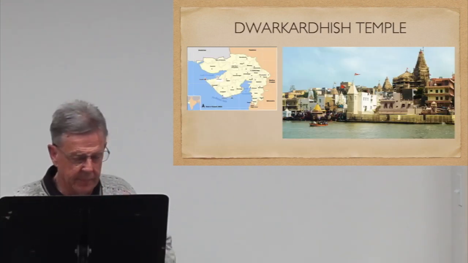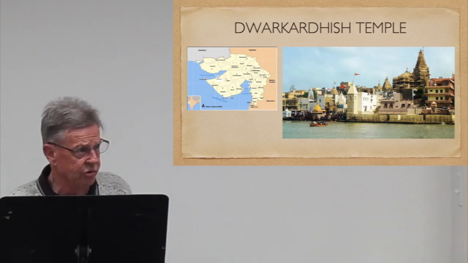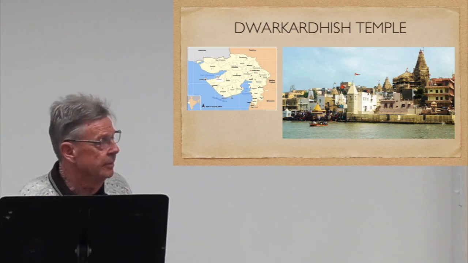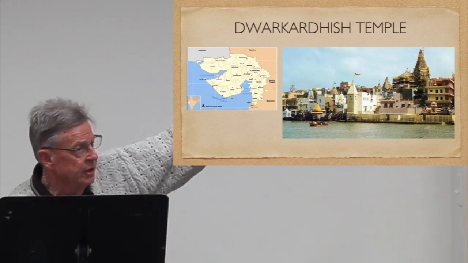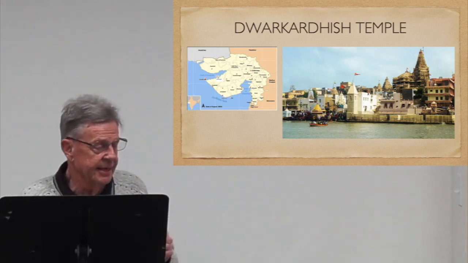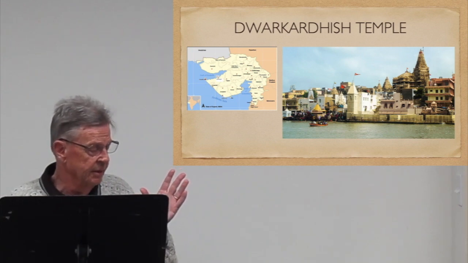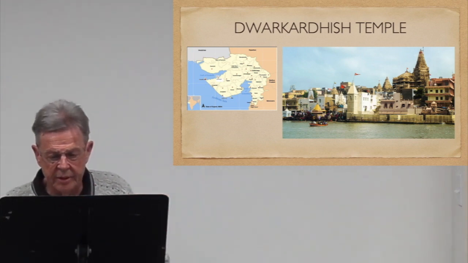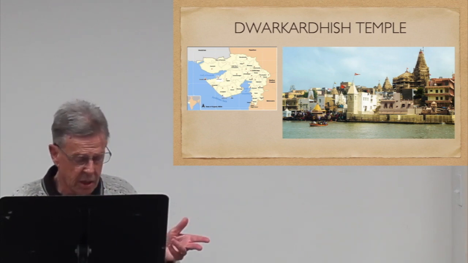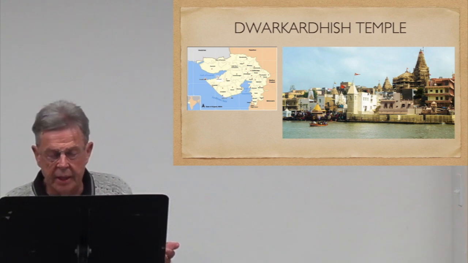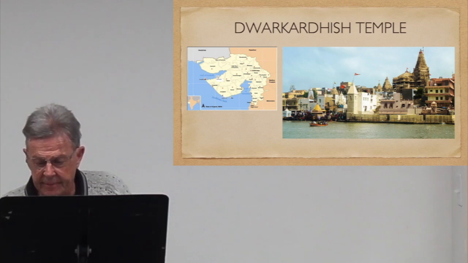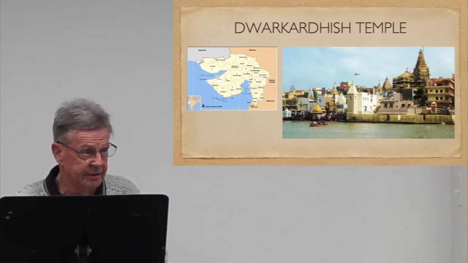The Dwarkadesh temple is in Gujarat. Can you see on the map where Gujarat is on the coast? Is it towards the ocean? I wish this thing pointed up there, but it doesn't. In any case, Gujarat is a state on the western coast of India. Dwarka is the name of the city, and Dwarkadish means king of Dwarka. So this temple is dedicated to Krishna.